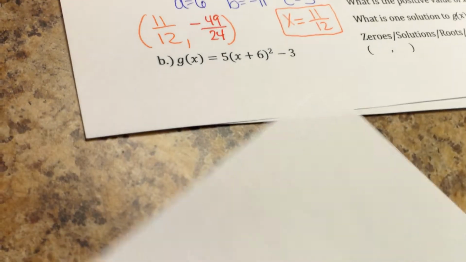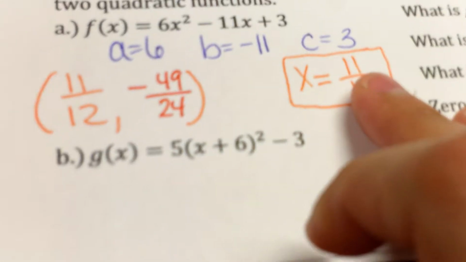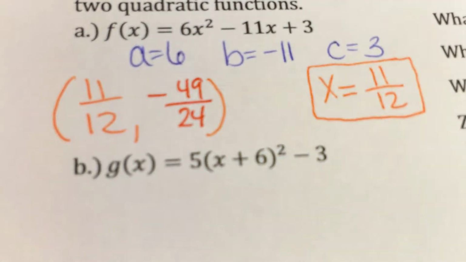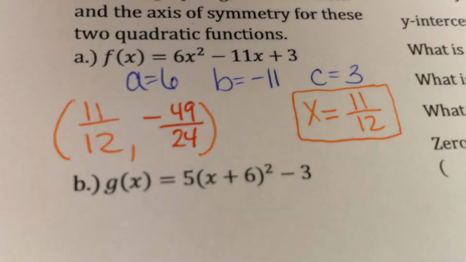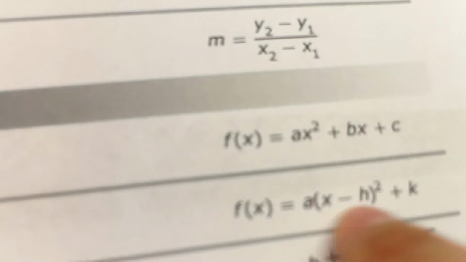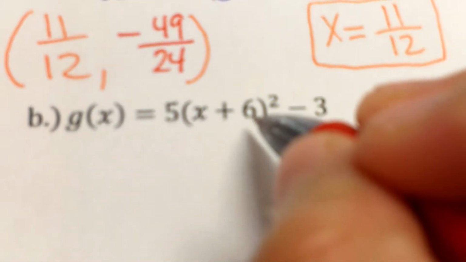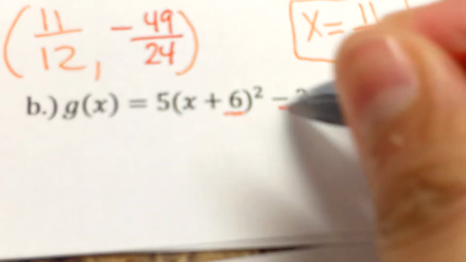Alright, let's go ahead and do the next one. This one is not written in standard form. This is written in vertex form. So my vertex is just the h and the k. H and the k. But just don't forget to change the sign. So here I have 6 and the negative 3.